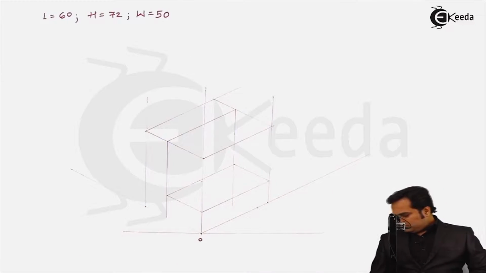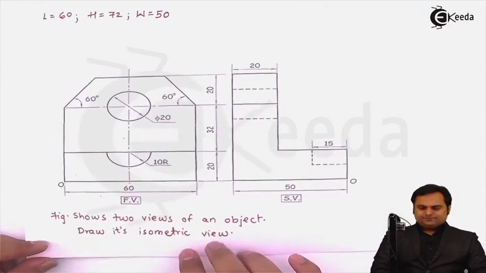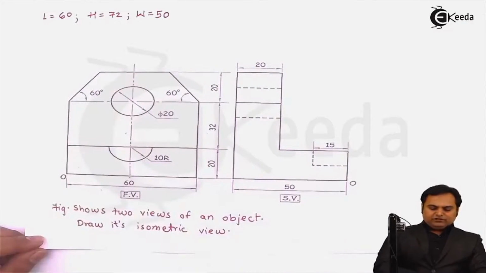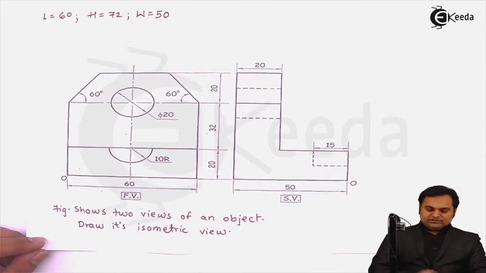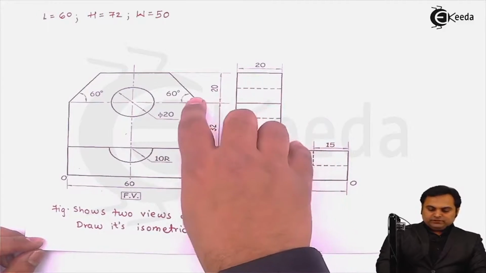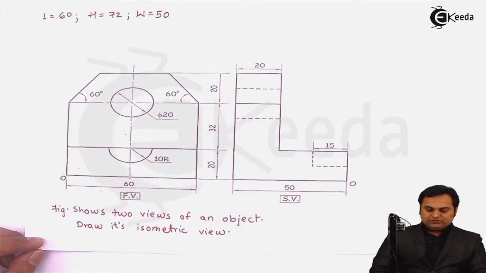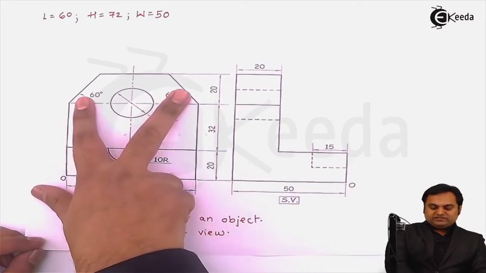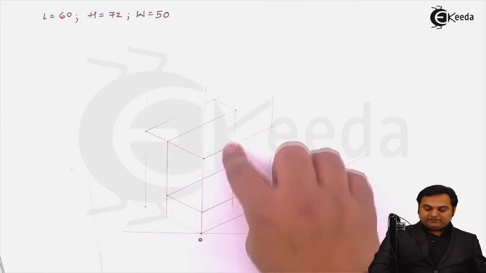Now, I'll be drawing the vertical surface first. And if we look from front, this surface, when I am taking 20 mm height from the above, it is having inclination of 60 degree on both the sides. So this surface I have to draw it here in the front.